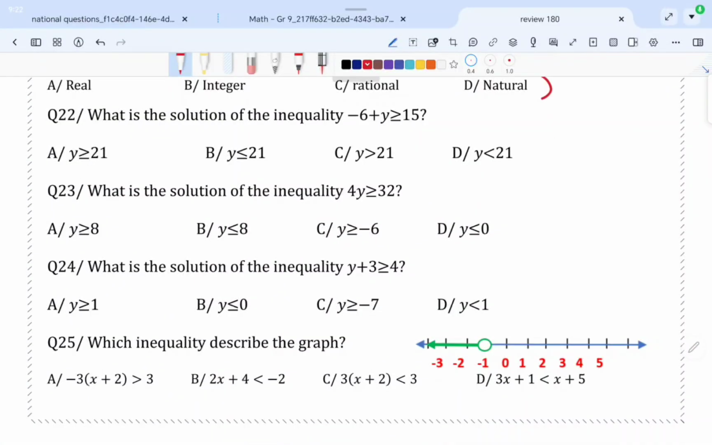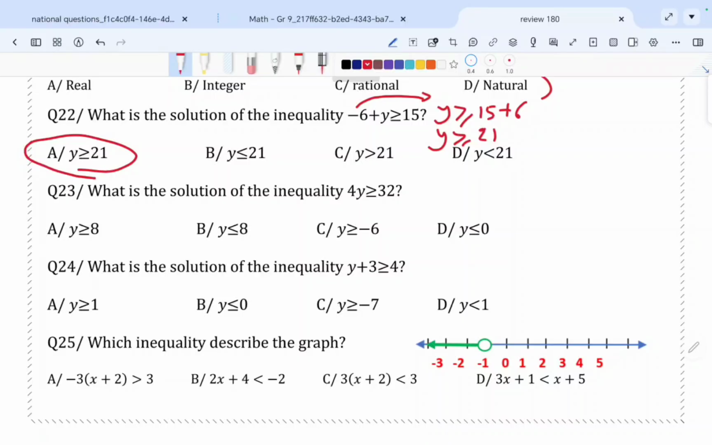Okay, question 22. What is the solution of the inequality negative 6 plus y is greater than or equal to 15? Let's see. Variable to one side, the constant to the other side. So move 6 to the other side. It's negative, it will be positive. Y is greater than or equal to 15 plus 6, which equals 21. So y is greater than or equal to 21. Which one is correct? A.